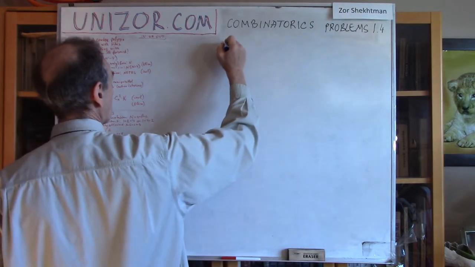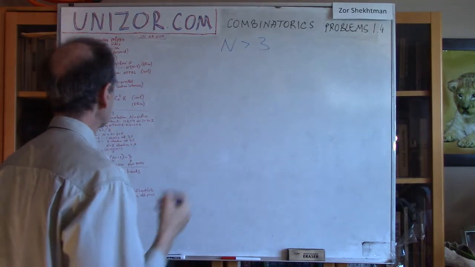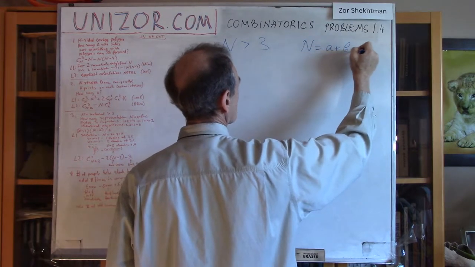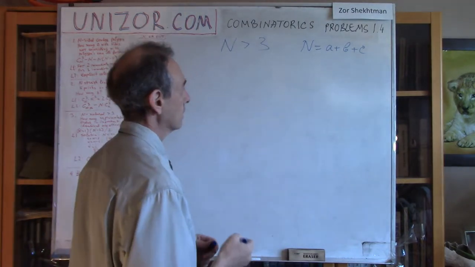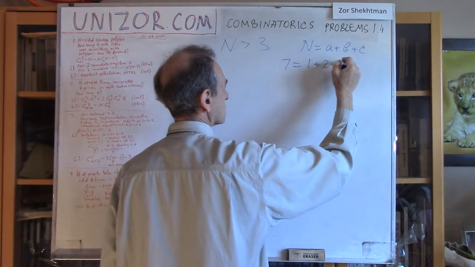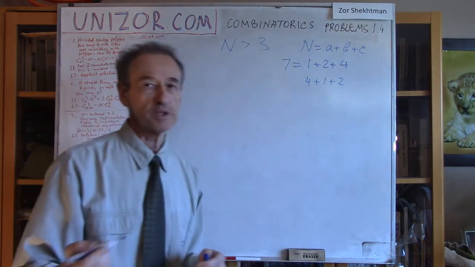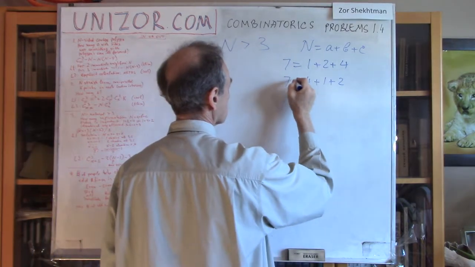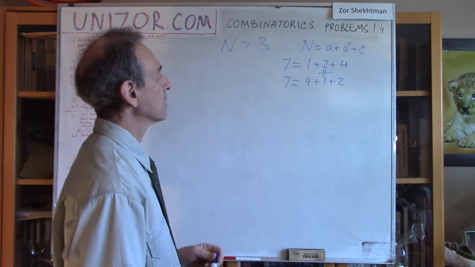You have a natural number n, which is greater than 3. And you would like to represent it as a sum of three natural numbers, starting from 1 and so on. And different combinations, for instance, this combination and this combination, are considered to be different. So the order is important, right? So this is also 7, but these are not the same combinations. So I have to find out how many different combinations.